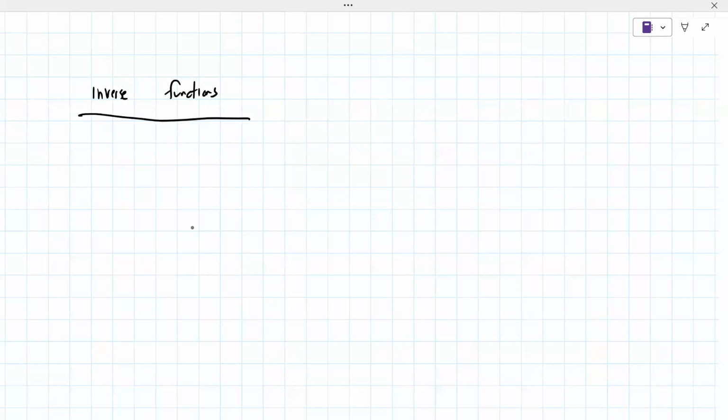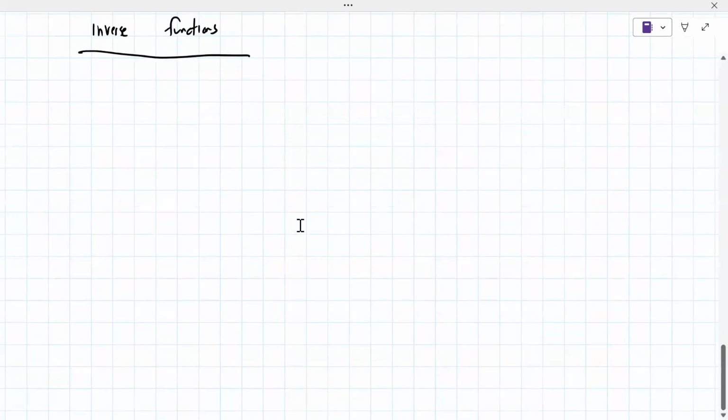All right, so let's look at something pretty simple. Let's look at a function like 2x minus 1. Okay, can you write that down in your paper, please? Okay. All right. Got it.